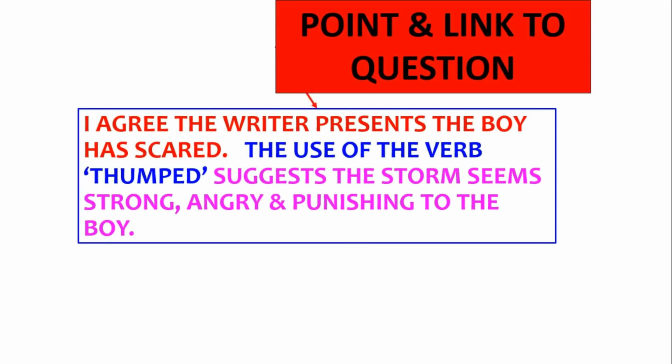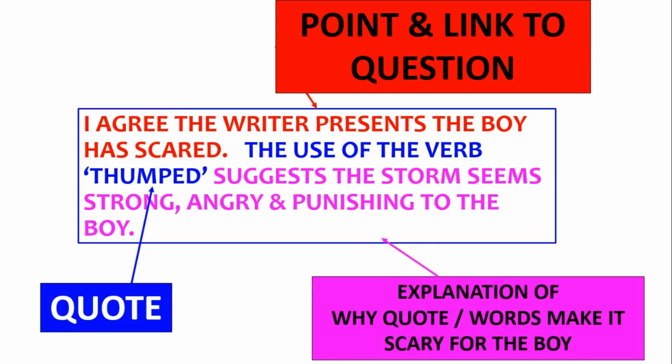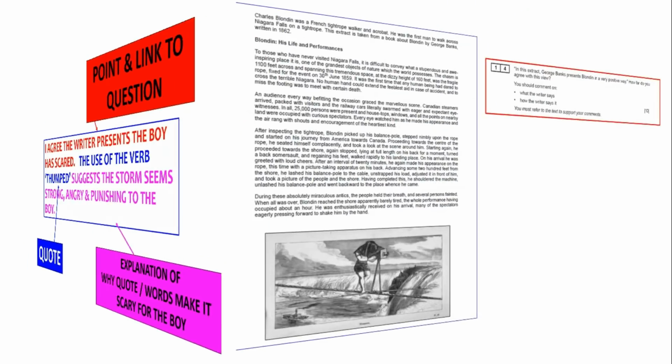So if we look at it in a bit more detail, point and link to the question. I've said that I agree. I've answered the question already. I've said I agree that the writer presents the boy as scared. Then I've given my point with the quote. I've used the word verb to describe thump. Remember, if you're not too sure about the verb, just say the use of the word thump. And I've put, how does it suggest the boy is scared? Well, the word suggests that the rain is strong and angry and punishing and almost would scare anyone.